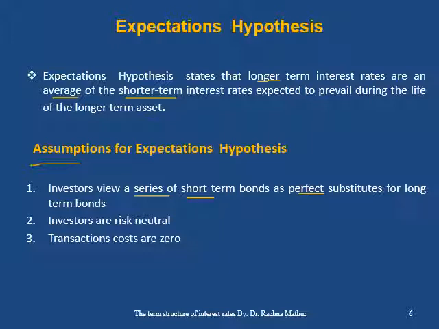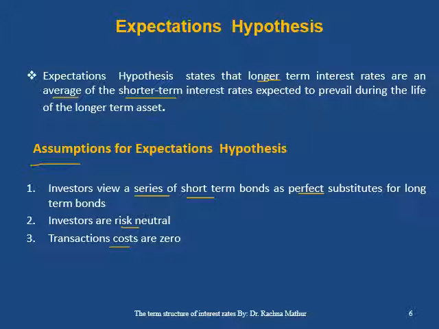Investor has a choice between either purchasing a long-term bond that has a maturity of 2 years or purchasing a 1-year bond, and when it matures use the proceeds of the 1-year bond to purchase another 1-year bond. In either case, the investor will have invested funds for 2 years. Next, investors are risk neutral and are not willing to pay any premium to lock in 2 years interest rate. There is no transaction cost.